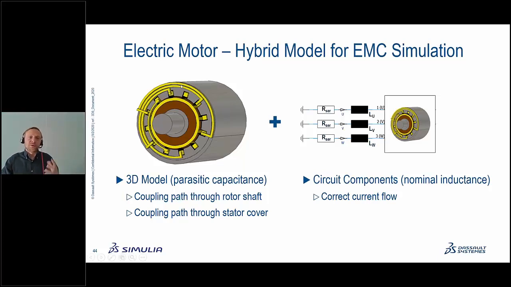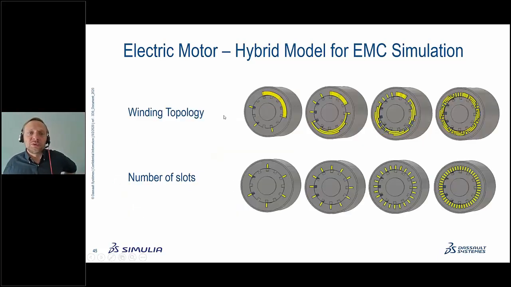So the 3D model needs to represent the capacitive coupling, while on the circuit I need to have the proper inductance to calculate the right current flow on the schematic. So let's say the functional current needs the right inductance, and the EMC coupling, parasitic coupling, needs the proper capacitance. So this is why we spent some time on creating such a simplified motor, and my colleague did a few tests, basically.